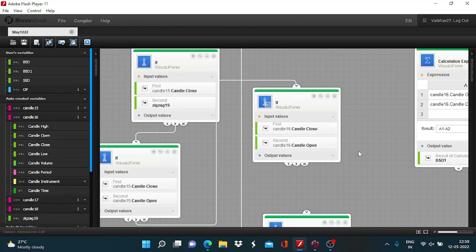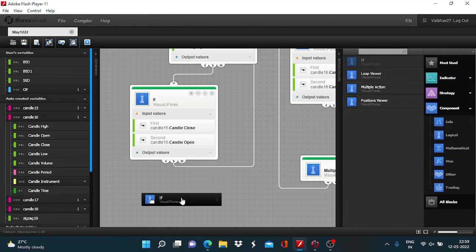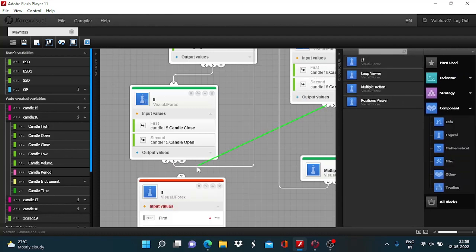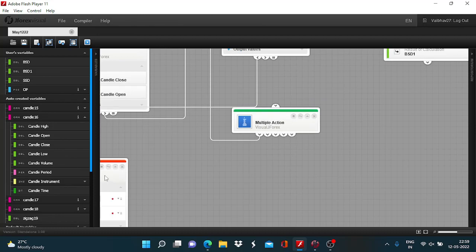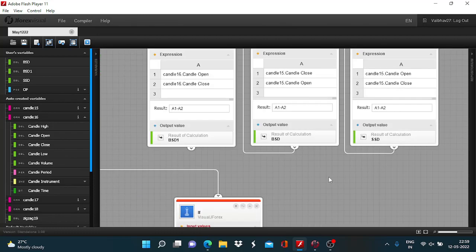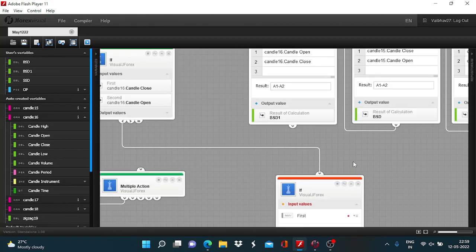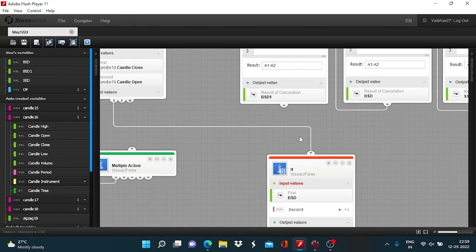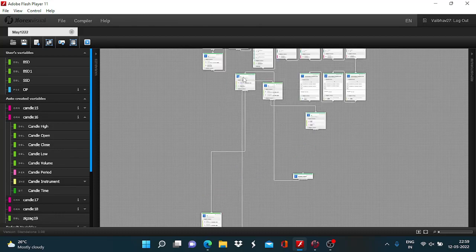So this is going to be first input less than second input. Then we compare the actual difference between these two closing values, and we need the BSD to be greater than the BSD1. So if all these conditions are in place, we start looking for the entry point, which we will now define.